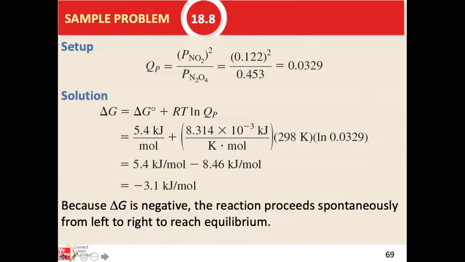The standard free energy is given to us in the problem. R is the universal gas constant in kilojoules, the temperature is 298 Kelvin, and this is the QP. We will see that the delta G is equal to minus 3.1 kilojoules per mole. As we know, if the delta G is negative, that means the reaction will proceed spontaneously in the forward direction, or from left to right, because the delta G is negative, and that's what spontaneity means. It means the delta G has to be negative.